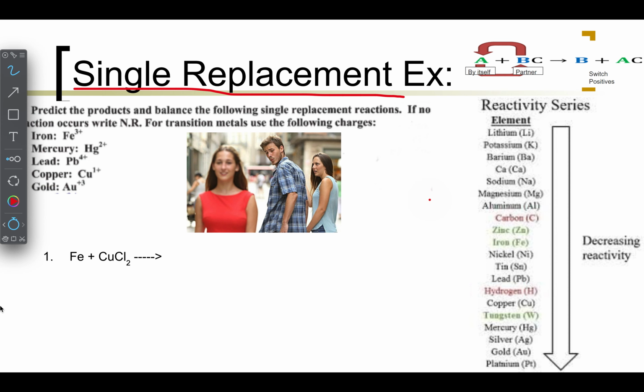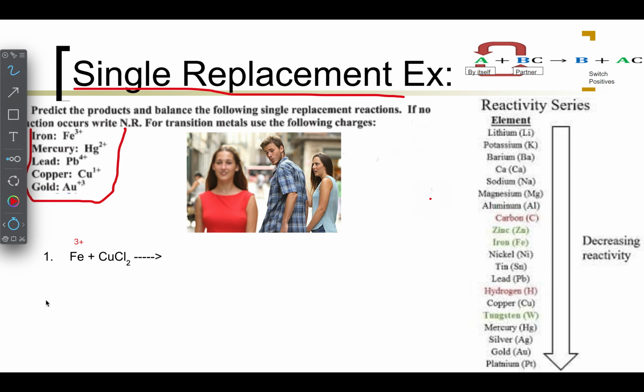The first question is, Fe is a transition metal. It doesn't have a natural charge. So how do we know what charge it is? There's a little hint box right here. If you don't know what charge it is, and it's not giving you any hints, you use this box. So we know that Fe is a 3+ charge. Over here, we have a similar situation. We have copper chloride, and copper is also a transition metal. We don't know it, but we can look at this compound and it will tell us.